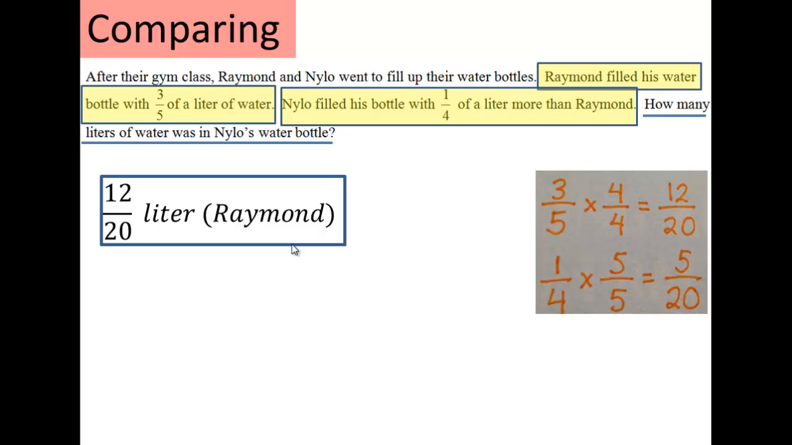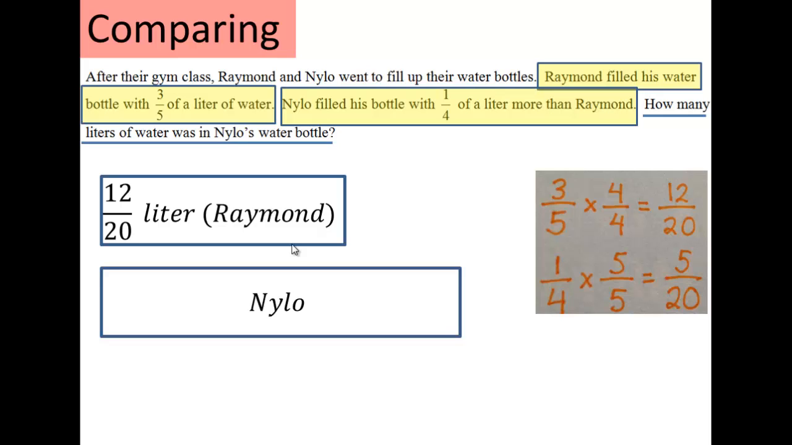Next step, you have to think about now the next bar we're going to create, because this is a comparing problem. Nilo's bar, should it be longer or shorter than Raymond's? Stop for a second and think about it. Should it be shorter or longer? Okay, go ahead, call it out. Yeah, you're right. It should be longer. And the thing is, we better label it with an X because we don't know how much water is in Nilo's bottle. We're going to find that out shortly.